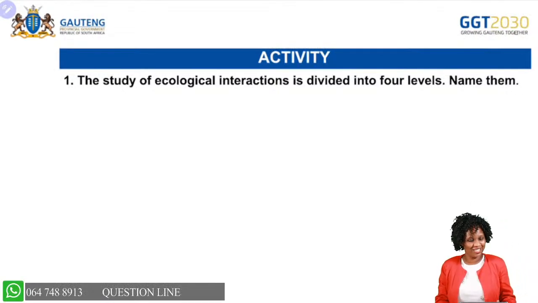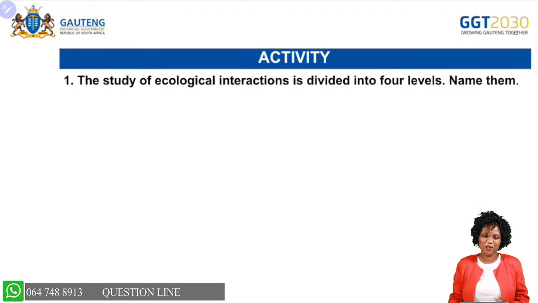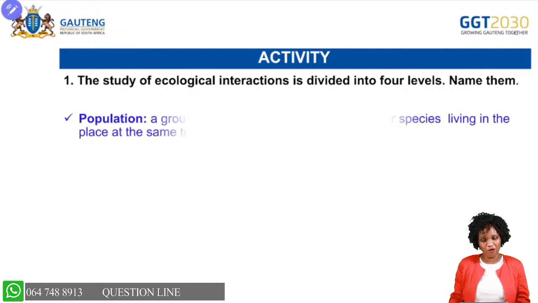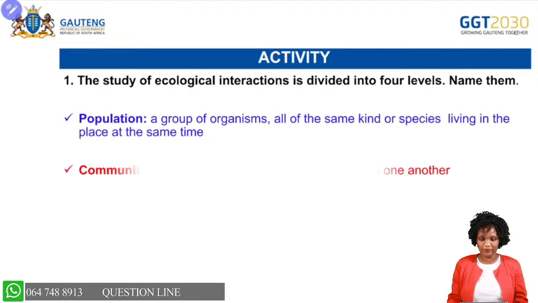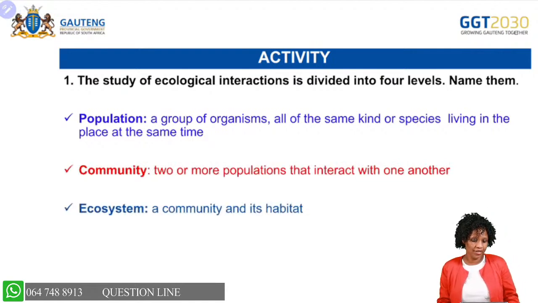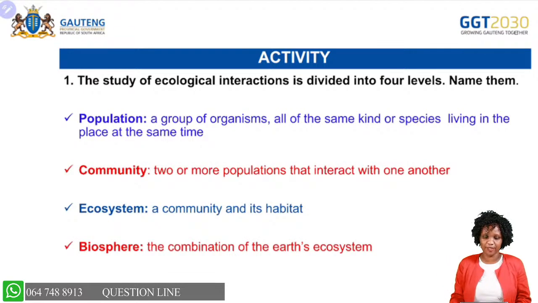Good, grade 8. You are done writing. That's very good. Let's look at the question again. It says the study of ecological interaction is divided into 4 levels. Name them. We are going to name all the 4 levels together. We've got these as our 4 levels.